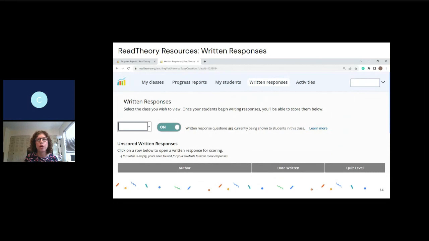We have an in-class support teacher. And so I have kids with a wide variety of needs and a wide variety of abilities and strengths and weaknesses. And ReadTheory has really been a great way to bridge the gap for students on every level. And so initially I was using it just as reading instruction.